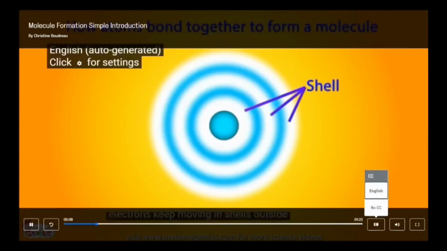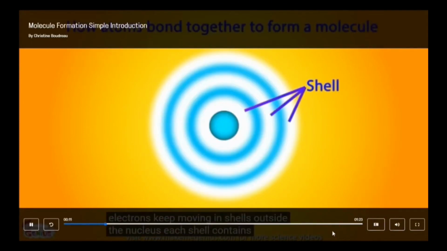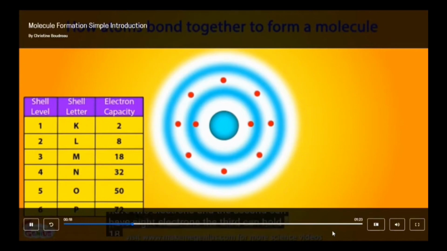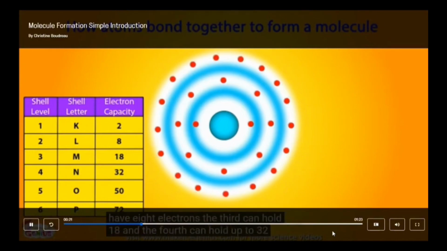Electrons keep moving in shells outside the nucleus. Each shell contains a fixed number of electrons. The first shell can have 2 electrons, and the second can have 8 electrons. The third can hold 18, and the fourth can hold up to 32 electrons.